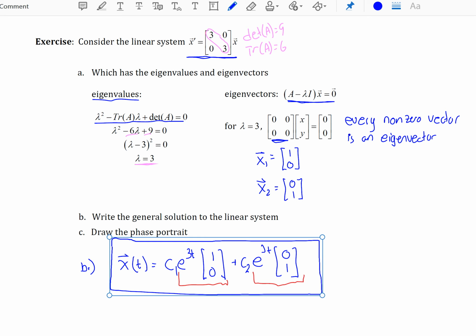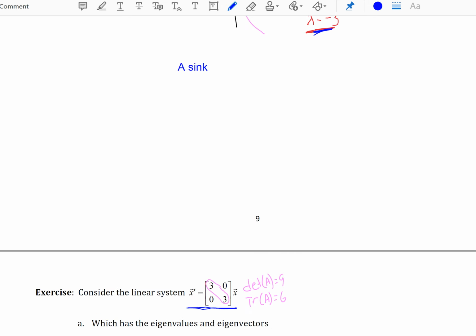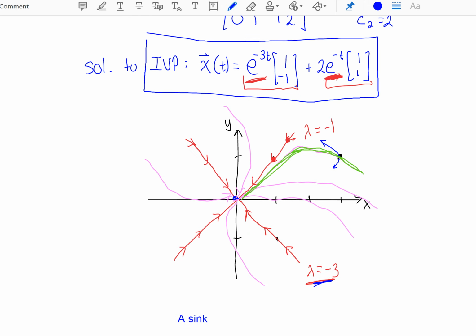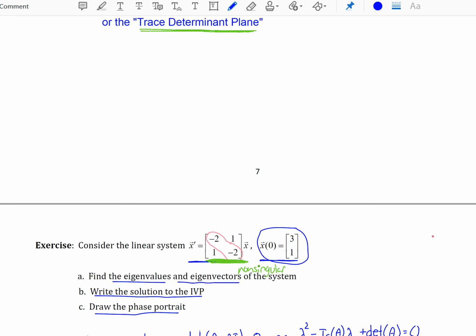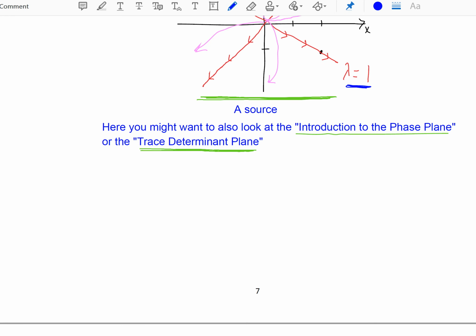Now, I really wanted to focus on this example in the phase portrait because there are lots of different ideas of what your phase portrait could look like. And if you haven't done so, you might want to refer back to one of the notes I made earlier, where I encourage you to look at the two supplements I provided for you. One is the introduction to the phase plane and one is the trace determinant plane. These will give you a great look at all the different outcomes these phase portraits could have.